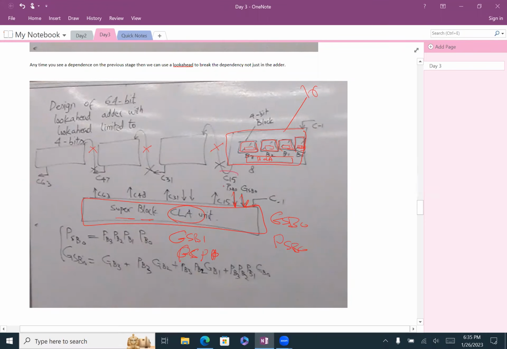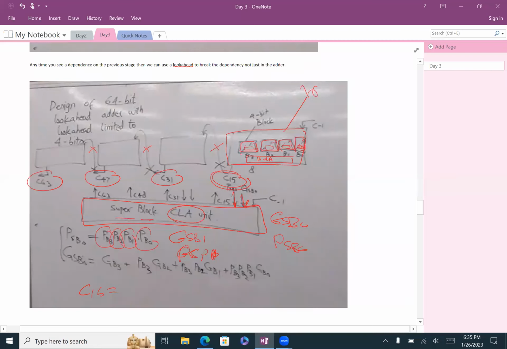Now the question for you, can you find the carry? So what's the carry? We'll have C15, C31, C47, C63. Now if I tell you to find this carry 15, what will carry 15 be? It's the same equation. Let's find the B. Either you propagate it from B block 0 to B block 1 to B block 2 to B block 3. That's why you see B block 3, B block 2, B block 1, B block 0.